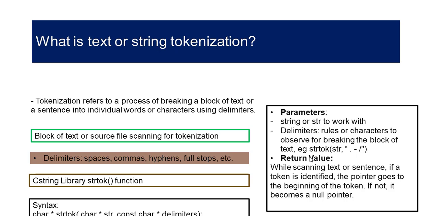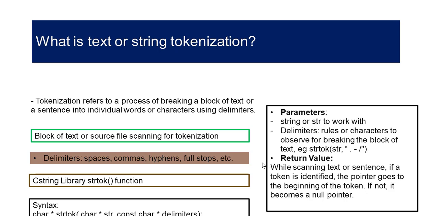Then the return value. In the process of scanning the text or sentence, if a token is identified, the pointer goes to the beginning of the token. If not, then it becomes a null pointer. When it gets to the end of the string that it is scanning, a null pointer is returned. We will see that in a minute.